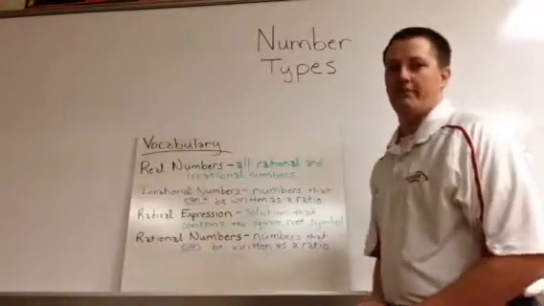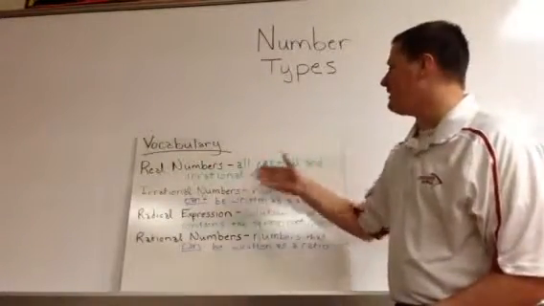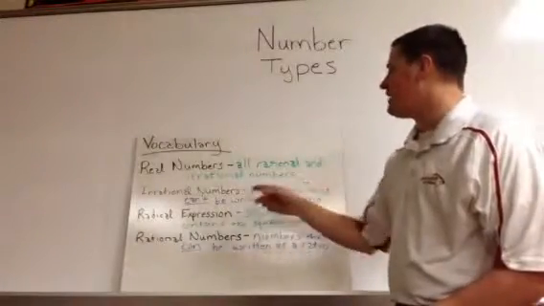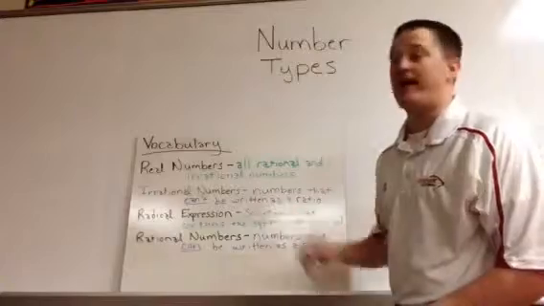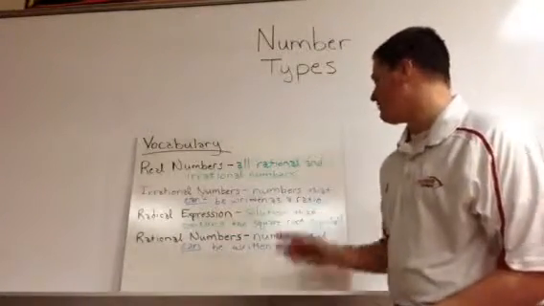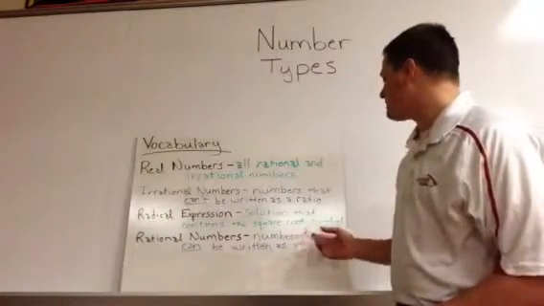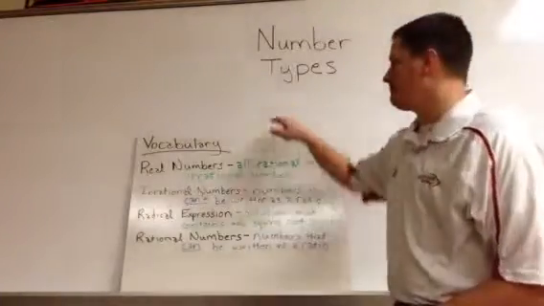The vocabulary for this lesson is as follows. Real numbers: all rational and irrational numbers. Irrational numbers: numbers that can't be written as a ratio. Another name for ratio: a fraction. Radical expression: a solution that contains the square root symbol. And rational numbers: numbers that can be written as a ratio or a fraction.